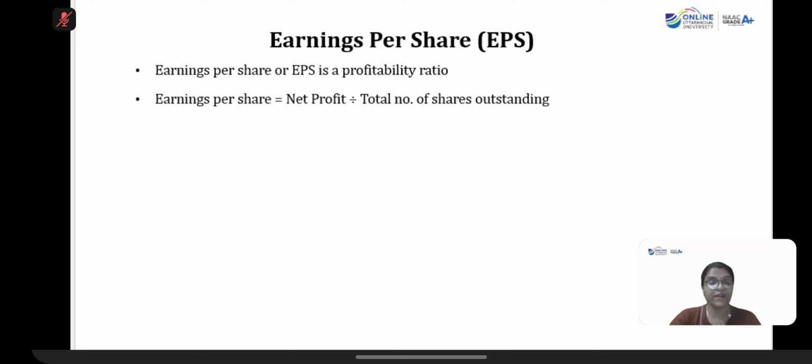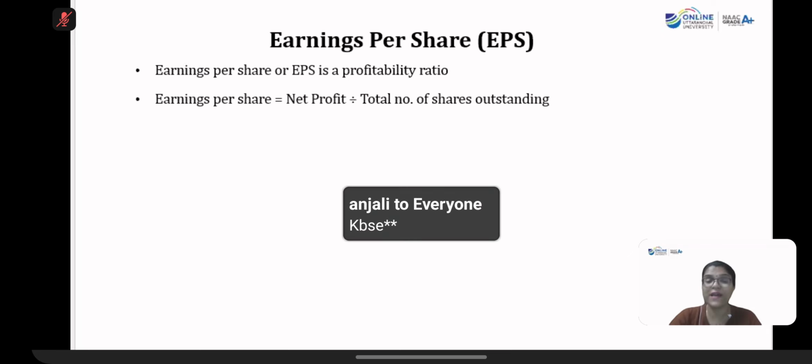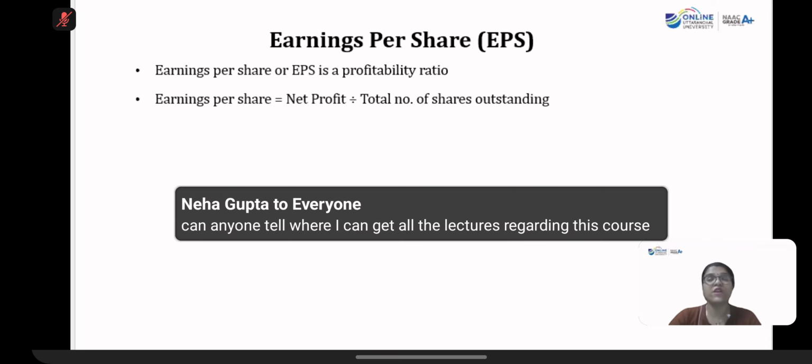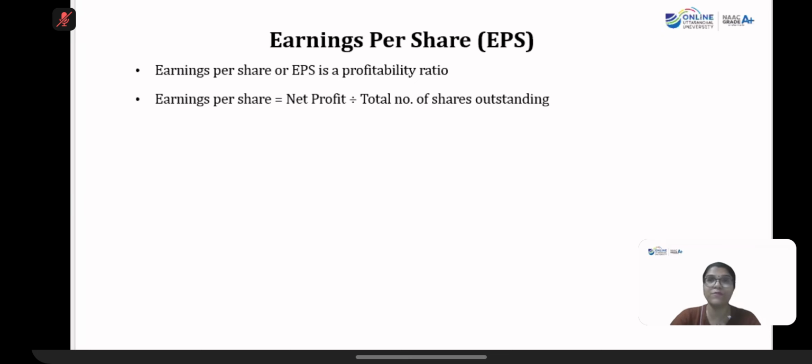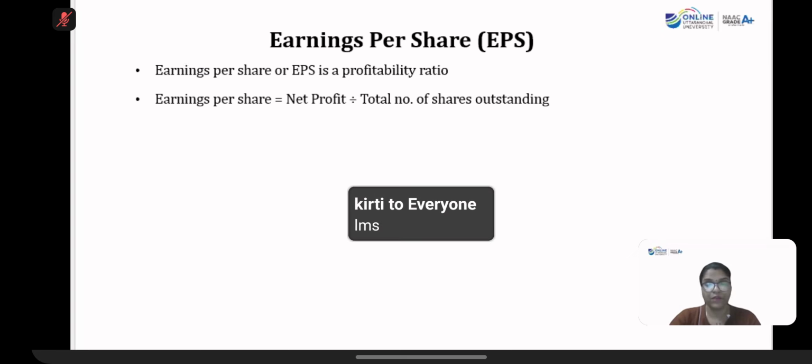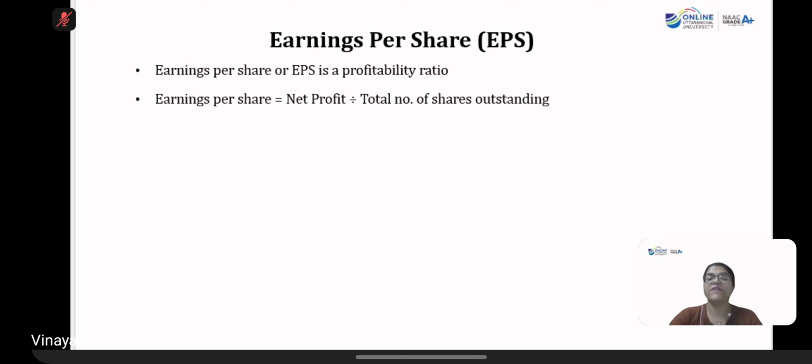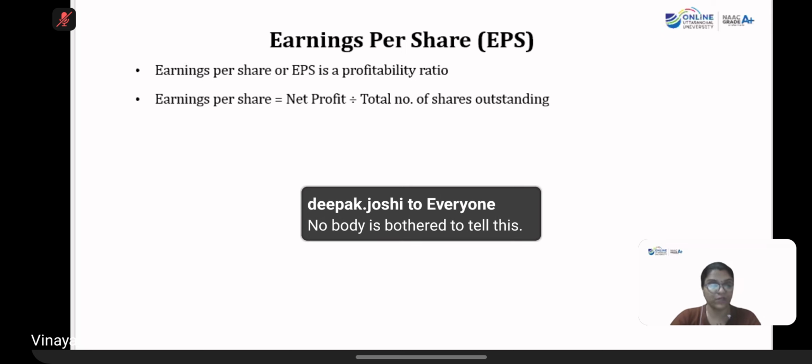This earning per share is used by the investors and by the analysts, because they get to know the profitability of the company. They can compare it with other companies. One company's share profit is 10 rupees, another company's share profit is 12 rupees. So they can easily compare it from earning per share. The formula that we use over here is net profit divided by total number of shares outstanding. Okay.